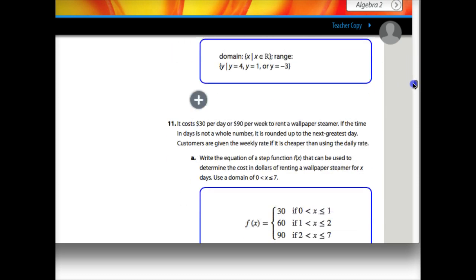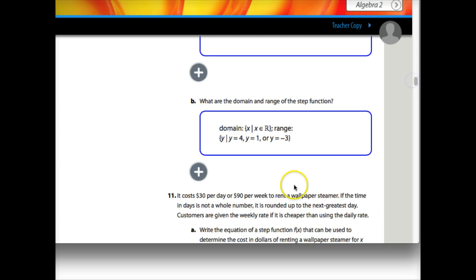So when it's asking you to write a step function, immediately when you see the word step, you should know all my pieces are constants. So it says it costs $30 per day or $90 per week to rent a wallpaper steamer. So this is what you would use to take wallpaper off the walls.